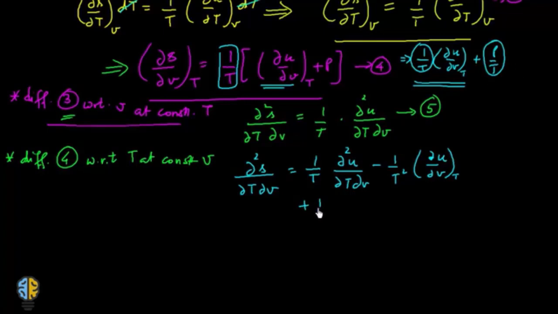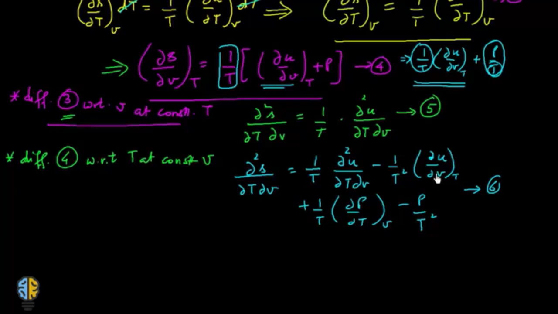So let's keep 1 by T as it is, plus 1 by T into ∂P/∂T at constant volume, and then I will have to differentiate 1 by T. So it will become minus P upon T squared. Okay, so let us say this is equation number 6. So this is quite a complex differentiation calculation, but not very difficult. Just a little bit of concentration is required to stay on track. Okay, now let's compare equation number 5 and equation number 6.